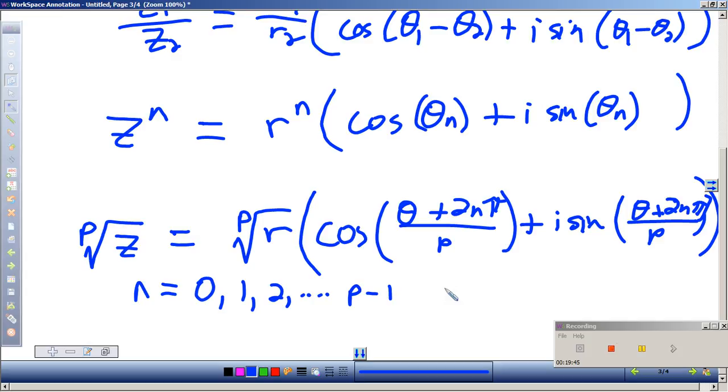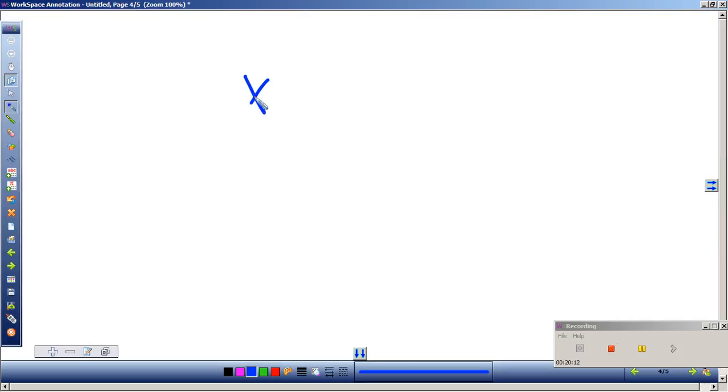Now, why do we do that? Think about this. If we had x squared equals 4, how many answers are there?